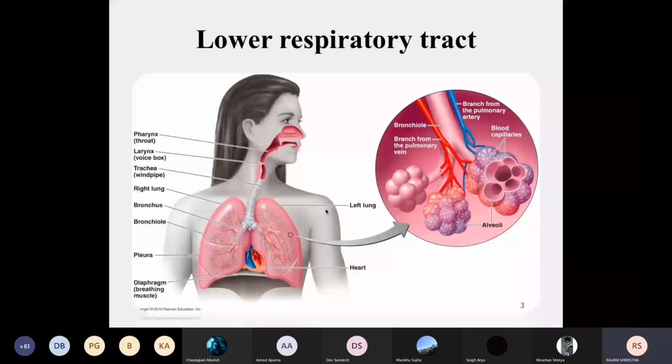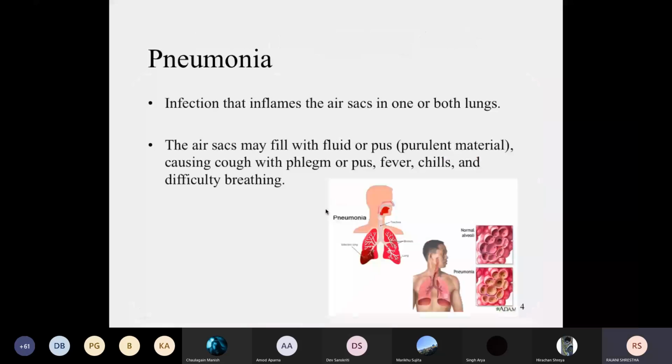So pneumonia infects the air sacs in one or both lungs, and there is a presence of fluid, also known as pus or purulent material, due to which the patient complains of cough, fever, chills, and difficulty in breathing.